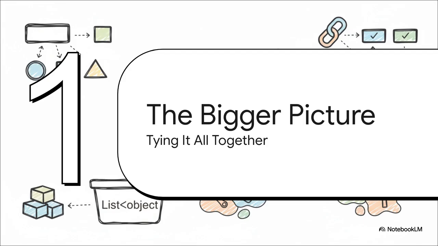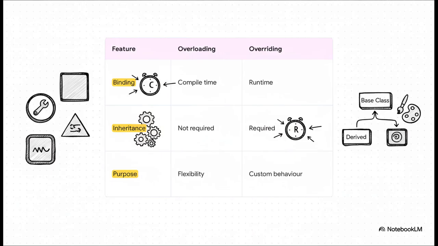Okay, so we've looked at the two types in action. Now let's pull back for the bigger picture. We're going to put them side by side to get a really sharp understanding of how they're different and when you should reach for one over the other. This table just sums it up perfectly.